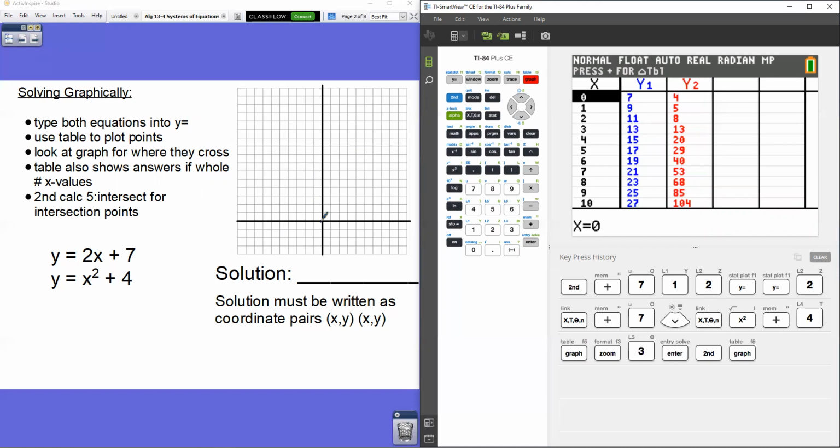So we have the point 0, 7. 1, 2, 3, 4, 5, 6, 7. So I'm going to put a point here. We have 1, 9: over to 1, up to 9. We have 2 and 11: over to 2, up to 11. We have 3 and 13. And we have 4 and 15.